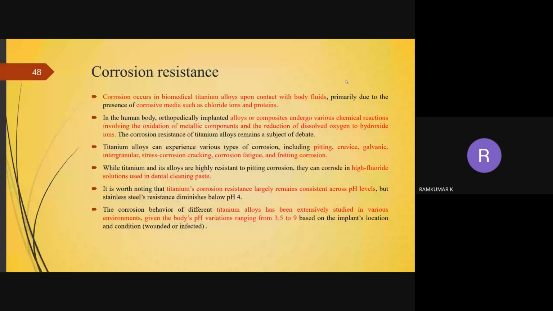place. These materials can corrode when, for example, in a dental implantation, titanium may get corroded when high fluoride solutions are used, as when the paste which we are using may contain high fluoride. So this will affect the titanium.